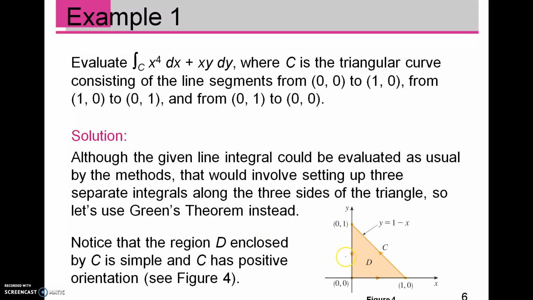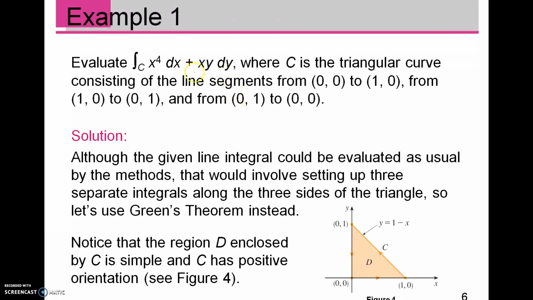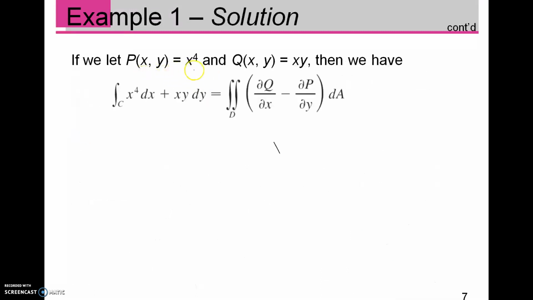Notice that the region D enclosed by C is simple, and C has a positive orientation, which I just mentioned. So we're talking about this region. Just noting that this line here is y equals 1 minus x. So we see here we've got P being x to the fourth and Q being xy. So here we go, as stated.